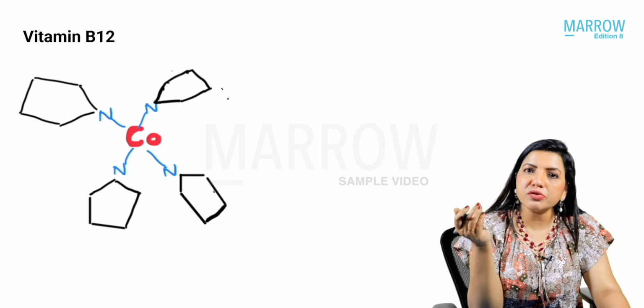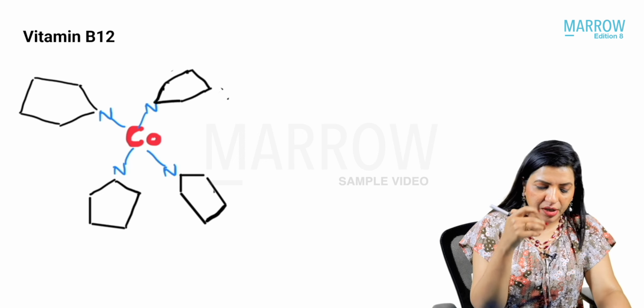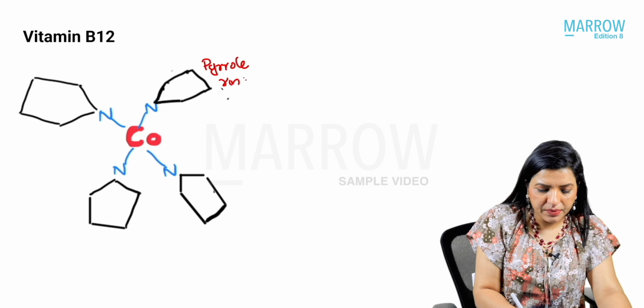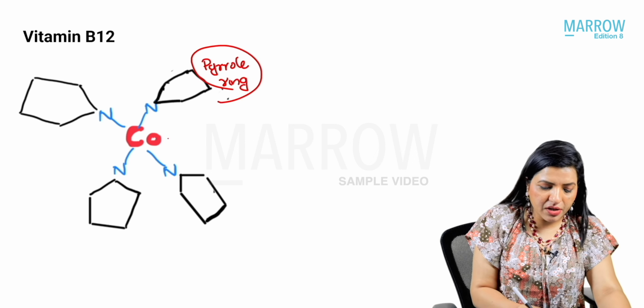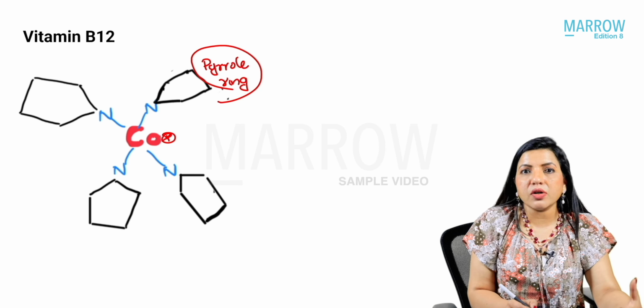Next, we are moving on to the next hematopoietic vitamin, that is cobalamin. So, cobalamin has a structure you can see is like a pyrrole ring. In the center of the pyrrole ring, what we can see is cobalt. So, that is why it is called cobalamin.